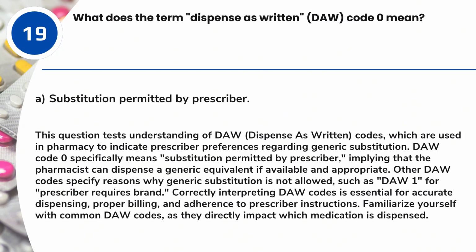This question tests understanding of DAW, dispense as written, codes, which are used in pharmacy to indicate prescriber preferences regarding generic substitution. DAW code 0 specifically means substitution permitted by prescriber, implying that the pharmacist can dispense a generic equivalent if available and appropriate. Other DAW codes specify reasons why generic substitution is not allowed, such as DAW 1, prescriber requires brand. Correctly interpreting DAW codes is essential for accurate dispensing, proper billing, and adherence to prescriber instructions. Familiarize yourself with common DAW codes, as they directly impact which medication is dispensed.